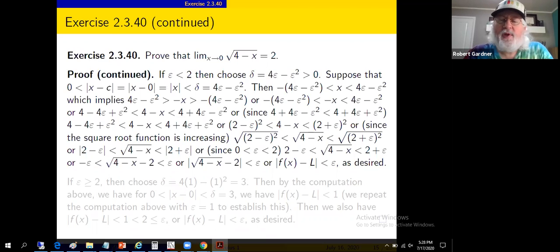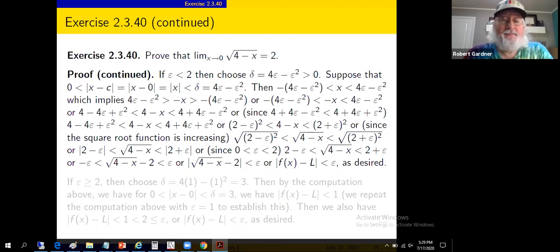Okay, we're looking for f of x minus L. We've got the f of x. We need to subtract 2. We need a minus 2 on this. So we'll subtract 2 from all 3 pieces. You'll lose this 2, lose this 2, and pick up a minus 2 here, producing negative epsilon is less than square root of 4 minus x minus 2 less than epsilon. Okay, we've got this quantity sandwiched between epsilon and negative epsilon.